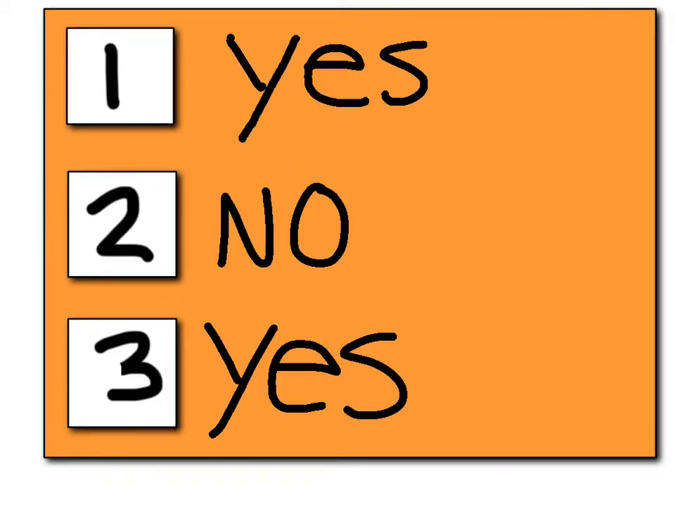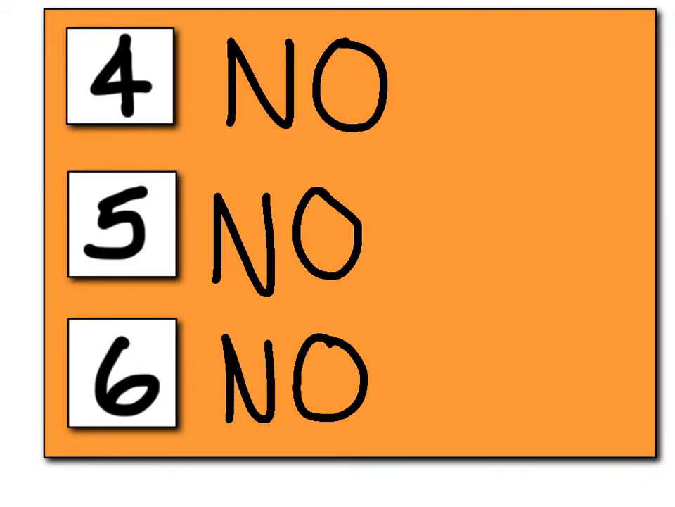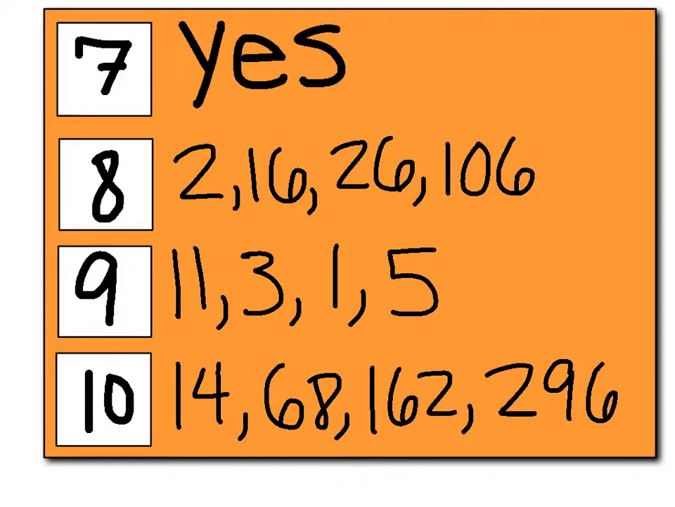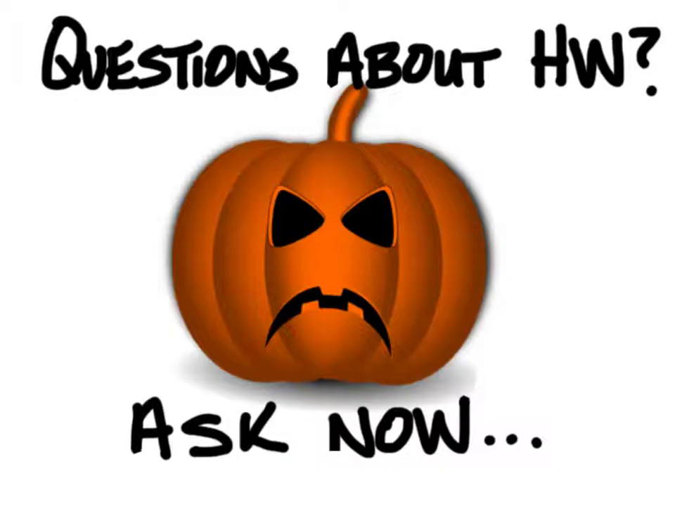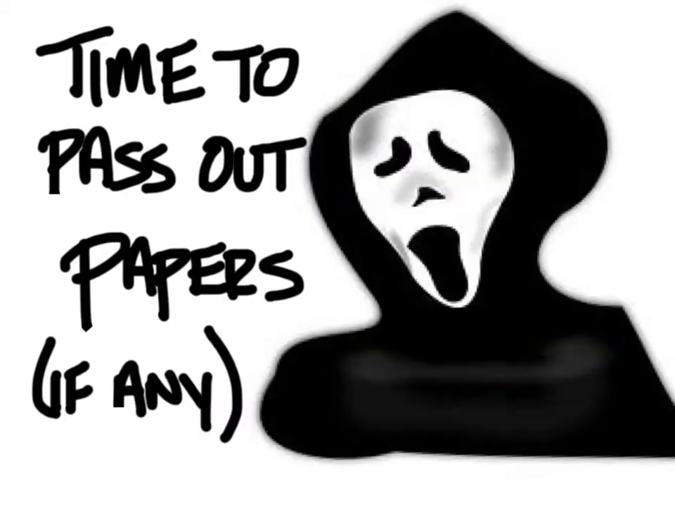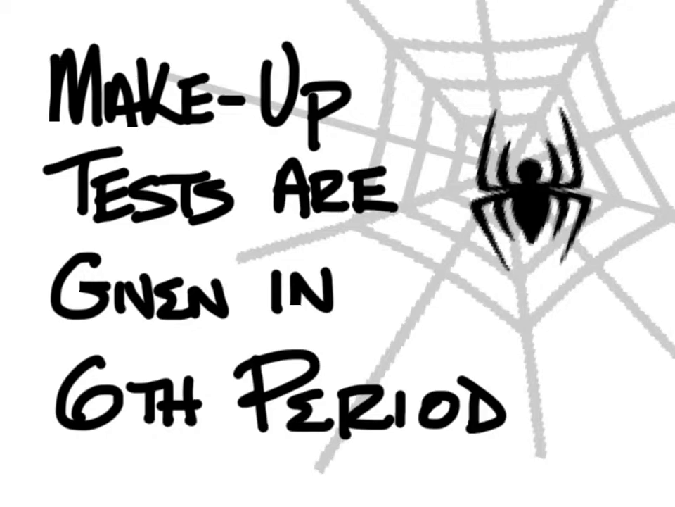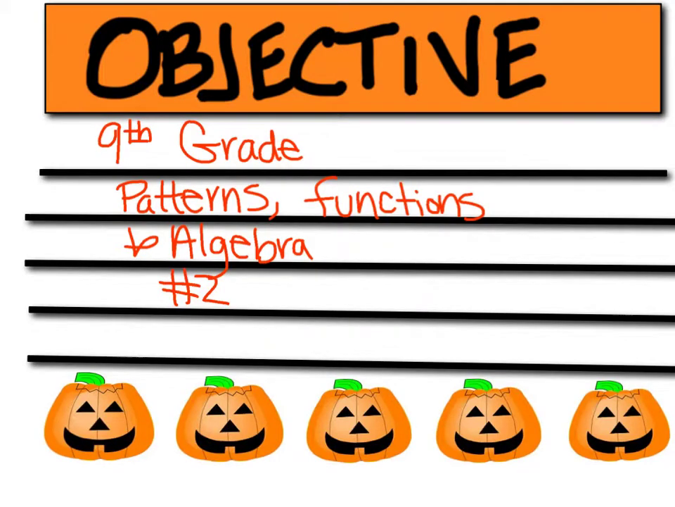Alright, answers are yes, no, and yes. Alright, answers are no, no, and no. Alright, answers for 1 through 10. Alright, question the homework. Okay, I have your test to pass back. Alright, if you need to make up a test, go ahead and come in 6th period.